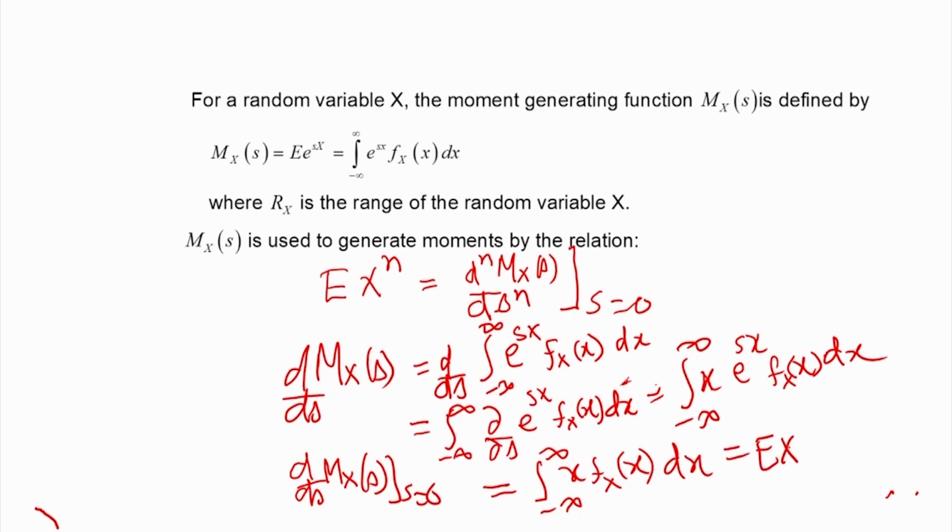Continuing in a similar manner, we can arrive at the relationship that E[X^n] is the nth derivative with respect to s of M_X(s) at the point s equal to 0. That way, this is the utility of the moment generating function. It encapsulates all the moments. Therefore, from the moment generating function we can generate all the moments.